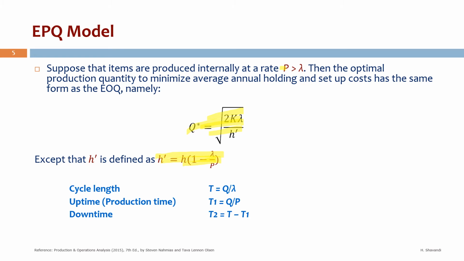And here we assume that P is greater than lambda, because other than that, the system will be infeasible. So the production rate should be greater than the demand rate in order to have a feasible system, okay? So that's the EPQ model here. The cycle length, same as before, would be Q over lambda. The uptime period or production time T1 will be Q over P, and the downtime will be T minus T1. That's it. This is all about the EPQ model, okay?